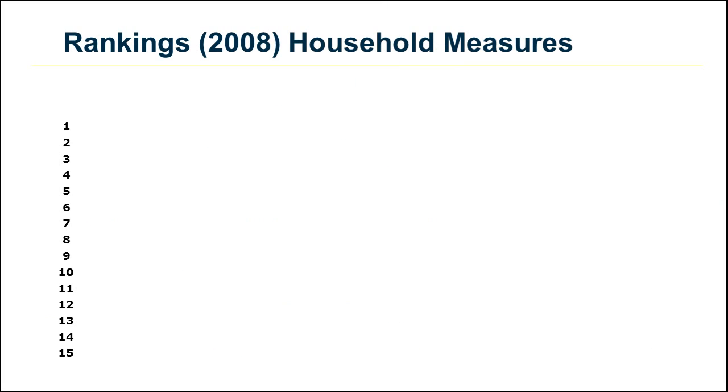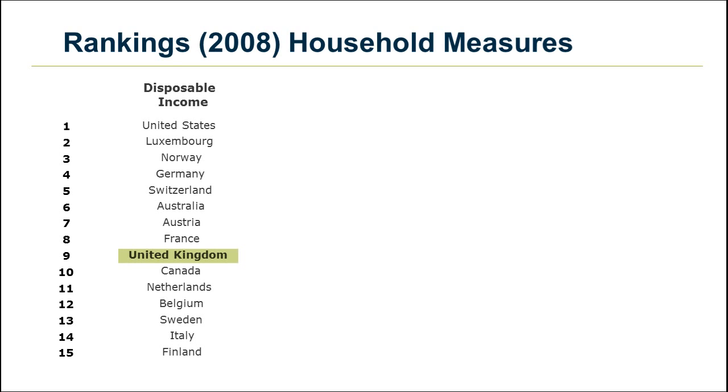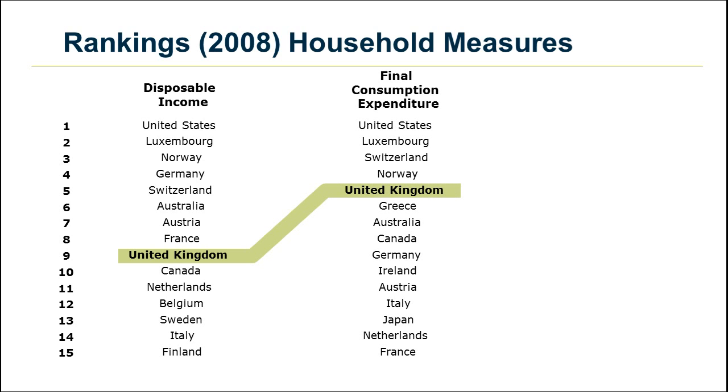As with the national income measures, we will now look at the different international rankings for each of these measures, considering the implications for how the UK fares internationally. Looking at household gross disposable income per head, the UK ranks 9th in the OECD, and the US knocks Luxembourg off the top position. Using household final consumption expenditure per head, the UK ranks 5th, with consumption slightly over 2/3 that of the US with the highest.